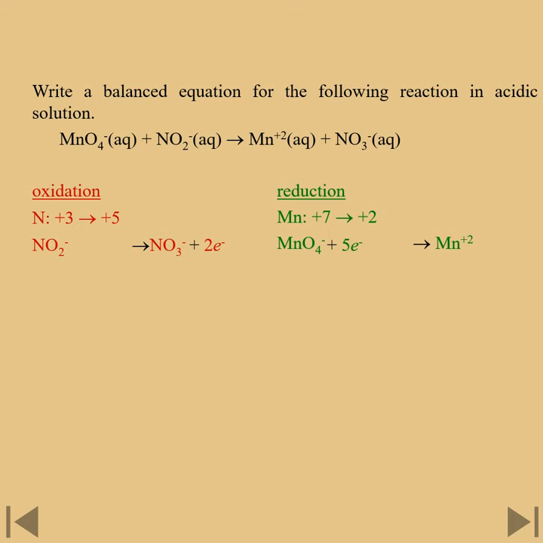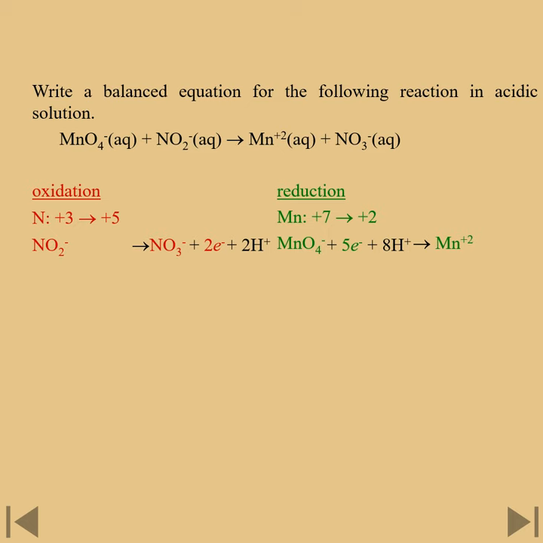Now, step 2C, we add hydrogen ions to balance the charge. I have 1 negative on the left, 3 negatives on the right. I'm going to add 2 positives to the right so that it balances the left. Now I have -1 balancing -1. For the reduction half reaction, I have 6 negatives on the left, 2 positives on the right. Since I'm adding positives, I need to add 8 positives to the left.